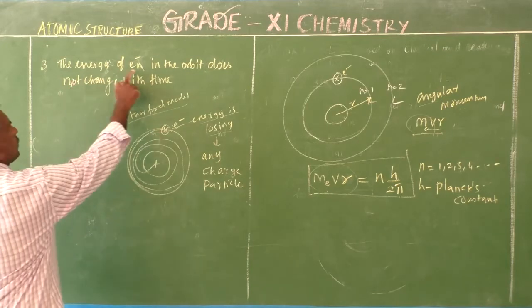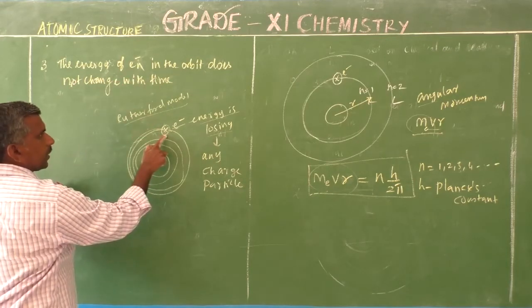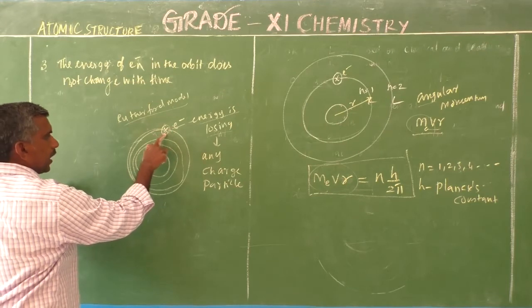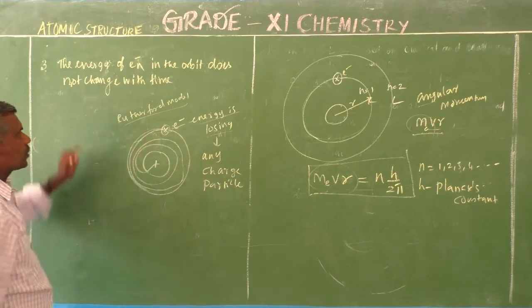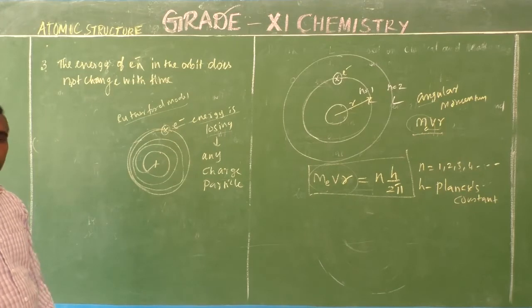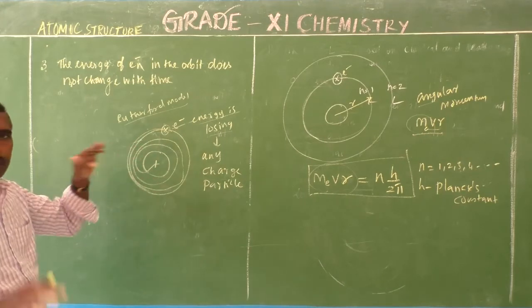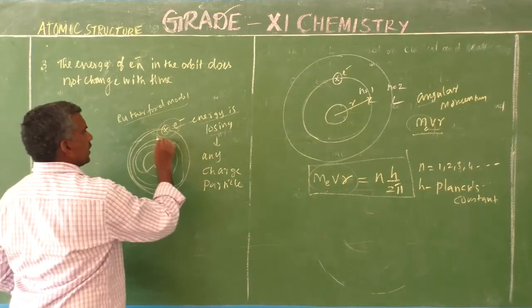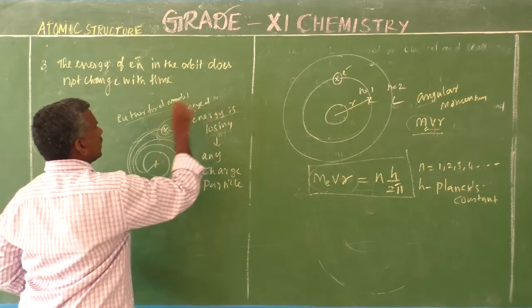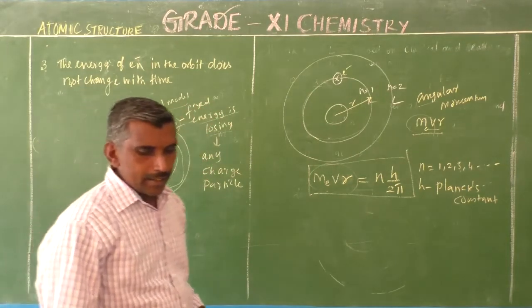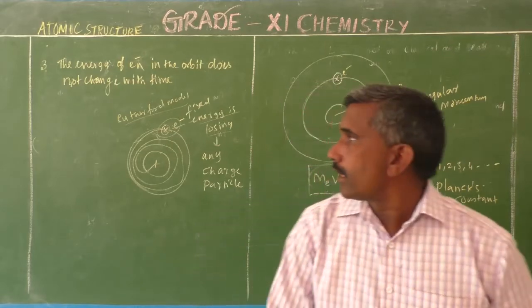So the energy of the electron in the orbit does not change with time. The energy does not change. It is a fixed energy. This is the third postulate.